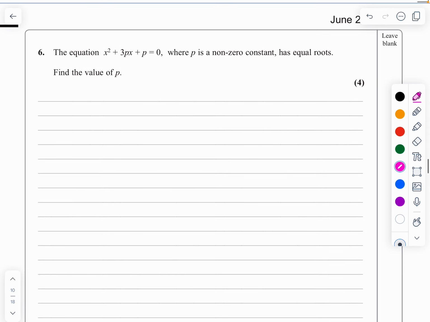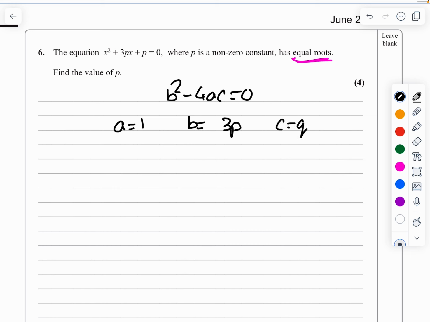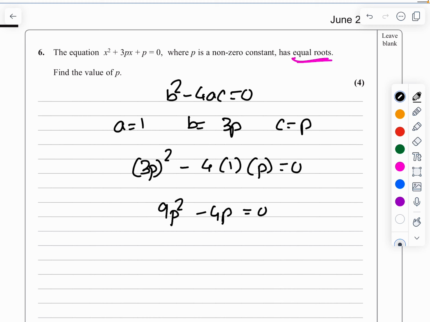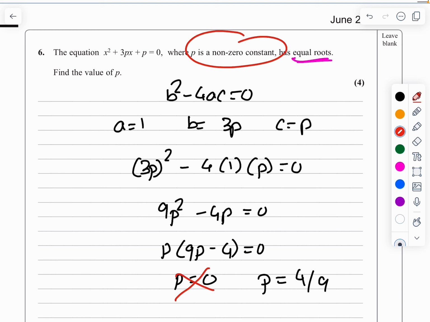Next question has equal roots. Equal roots means b square minus 4ac equals 0. A equals 1, b equals 3p, c equals p. So 3p whole square minus 4 times 1 times p equals 0. 9p square minus 4p equals 0. P common, 9p minus 4 equals 0. So either p equals 0 or p equals 4 upon 9. But he has told that p is a non-zero constant. So p equals 0 is rejected. P equals 4 upon 9 is the answer.